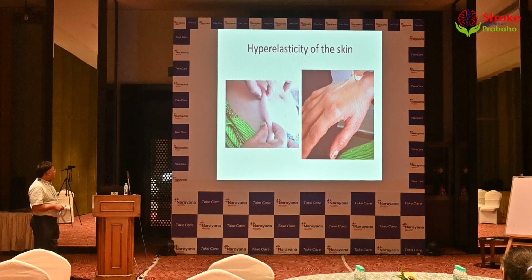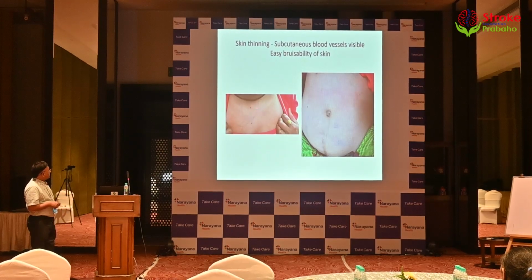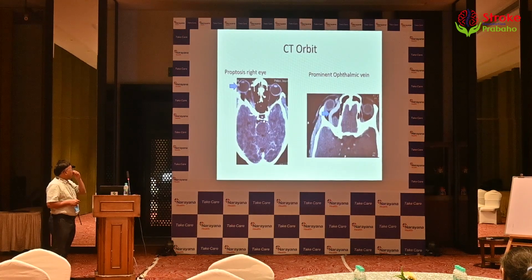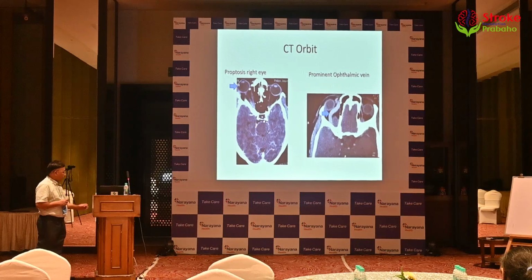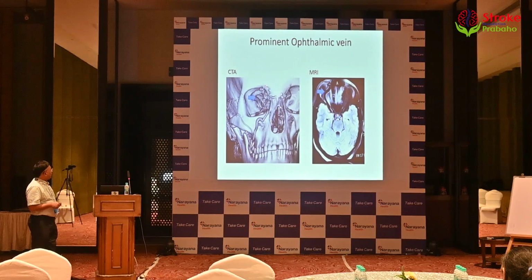She was a 28-year female, and you can see there was too much hyperelasticity of the skin. And the skin was very, very thin, and you can see the subcutaneous blood vessels below this skin. And there was easy bruisability of the skin here. This is the CT orbit, and we can see there is a proptosis on the right side and very prominent superior ophthalmic vein on the right side. This is CT angio, markedly dilated superior ophthalmic vein. This is MRI, flow void of the superior ophthalmic vein.